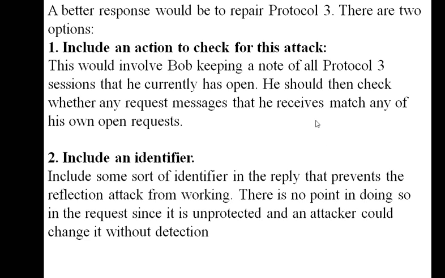There are two options in protocol 3. It would be repair and include an action to check for this attack and include an identifier. Here, Bob keeps a note of all protocol 3 sessions that he currently has open. He should then check whether any request messages that he receives match any of his own open requests. And in the identifier, there is no point in doing so in the request, since it is unprotected and an attacker could change it without detection.